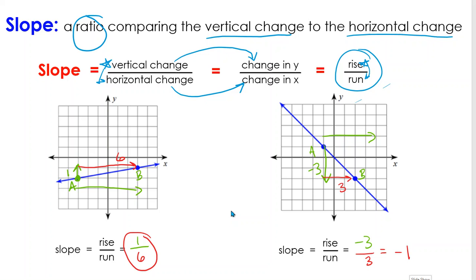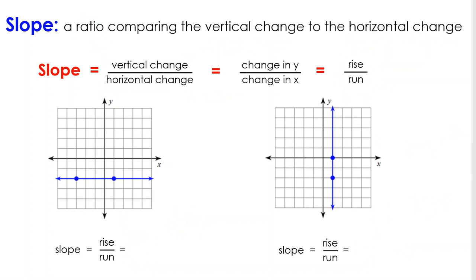If I look at these two lines, I can see that my first line isn't nearly as steep as my second line, even though we have a change from uphill to downhill. If we look at the absolute value of the slope, that will help us compare steepness. So here we have an absolute value of 1/6. Here we have an absolute value of 1. So that means that this line is the steeper line.